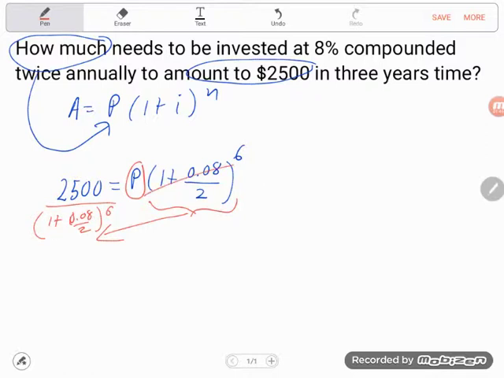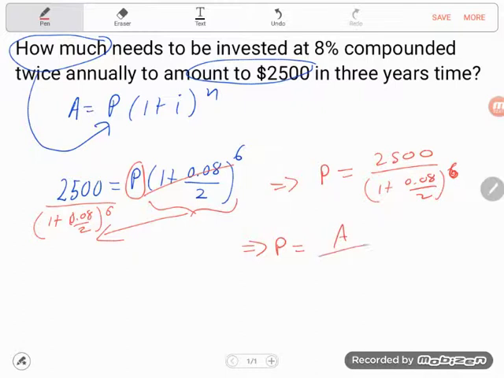Okay, so what we end up with basically is this, that P equals 2,500 on 1 plus 0.08 over 2, up to the power of 6 rather. Now you can rearrange beforehand and write this on your cheat sheet. What we know is that the principal is equal to the amount divided by... I'll just write the general formula, not with the numbers. So you can have this written on your cheat sheet. You don't need to rearrange this every time.